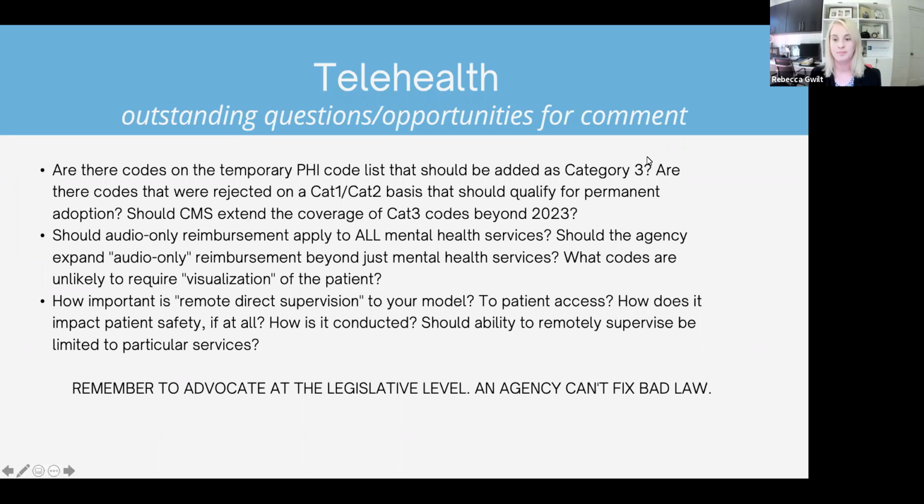implementation of these models. And last plug, not all of you can afford lobbyists, but you absolutely can reach out to your advocate at the legislative level. One way to prevent CMS from making rules that don't make sense is to prevent bad laws, badly drafted laws that CMS then has to sort of grapple with in the rulemaking process.